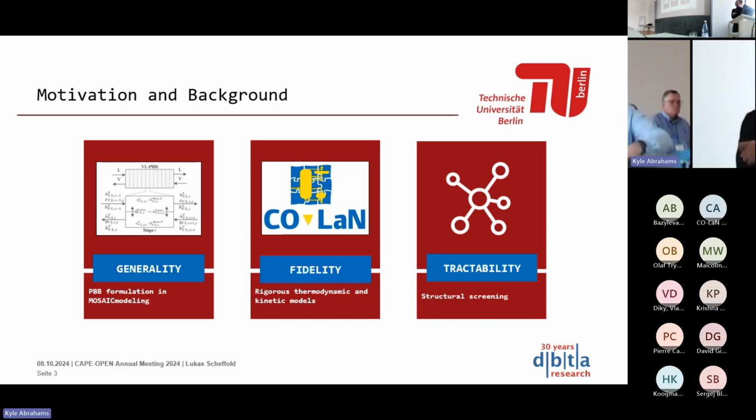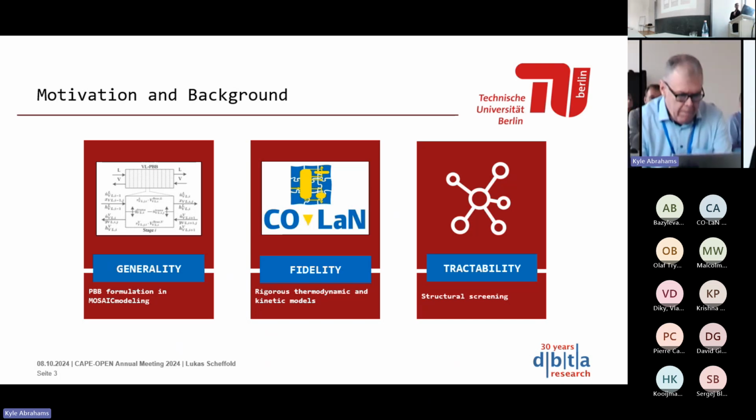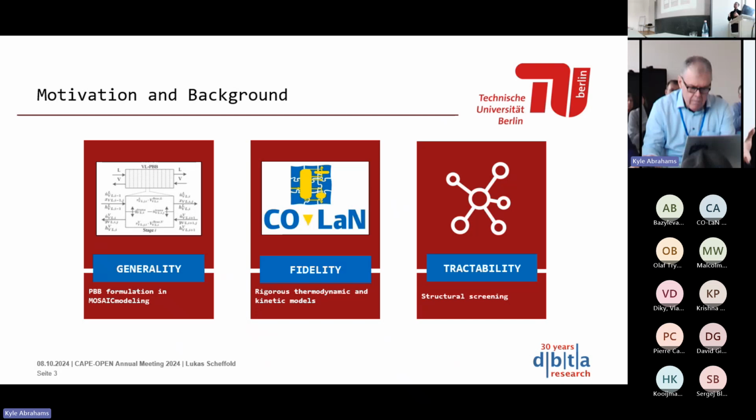On the other hand side, we opted for an approach of rigorous thermodynamics. So it has to be quite precise, because we want to retain precision inside of the superstructure optimization. We don't want to abstract to data-driven approaches, but we want to really stay rigorous in thermodynamics in order to get rigorous models out of our modeling approach that depict reality quite precisely.